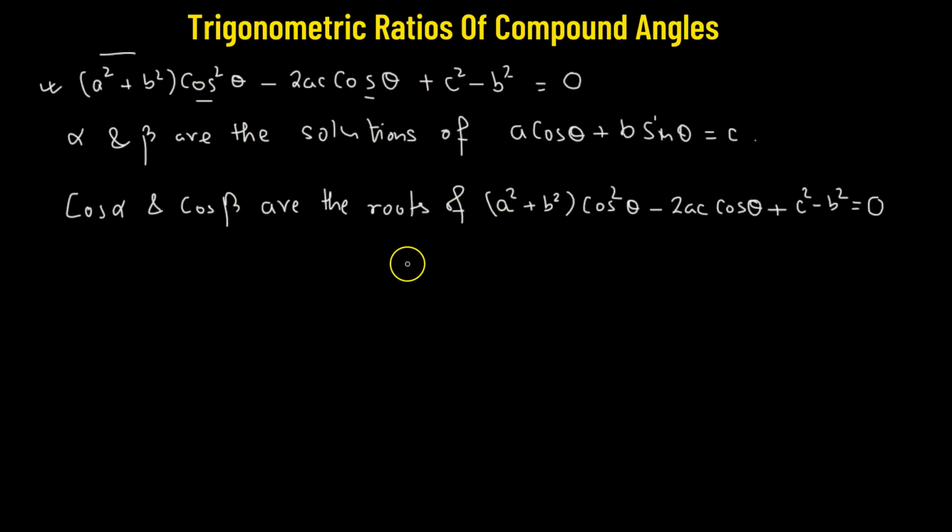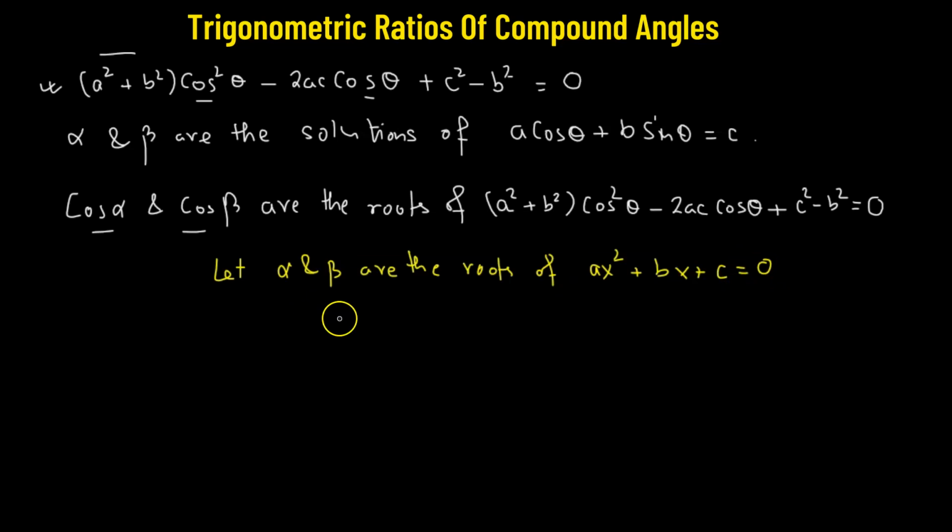Fine. Now the reason why this fact is very important, let me give you a quick idea. Let's say alpha and beta are the roots of the standard quadratic equation ax squared plus bx plus c equals 0. Then the sum of the roots, alpha plus beta, is simply given by negative times the coefficient of x, so that's b, over the coefficient of x squared, so that's a.